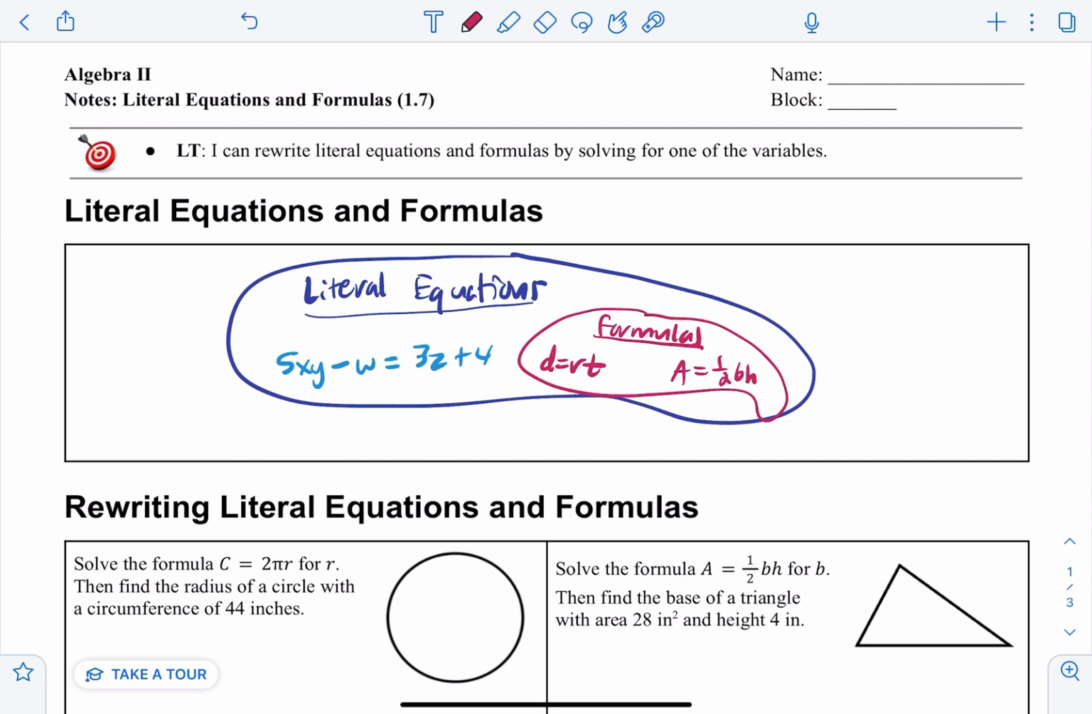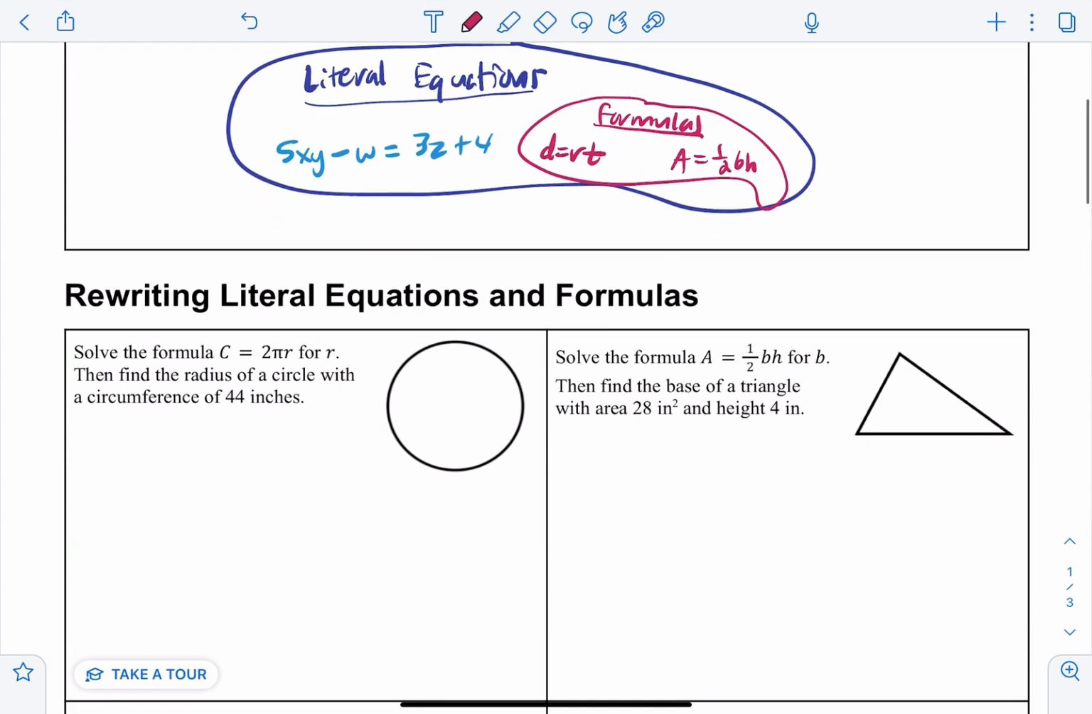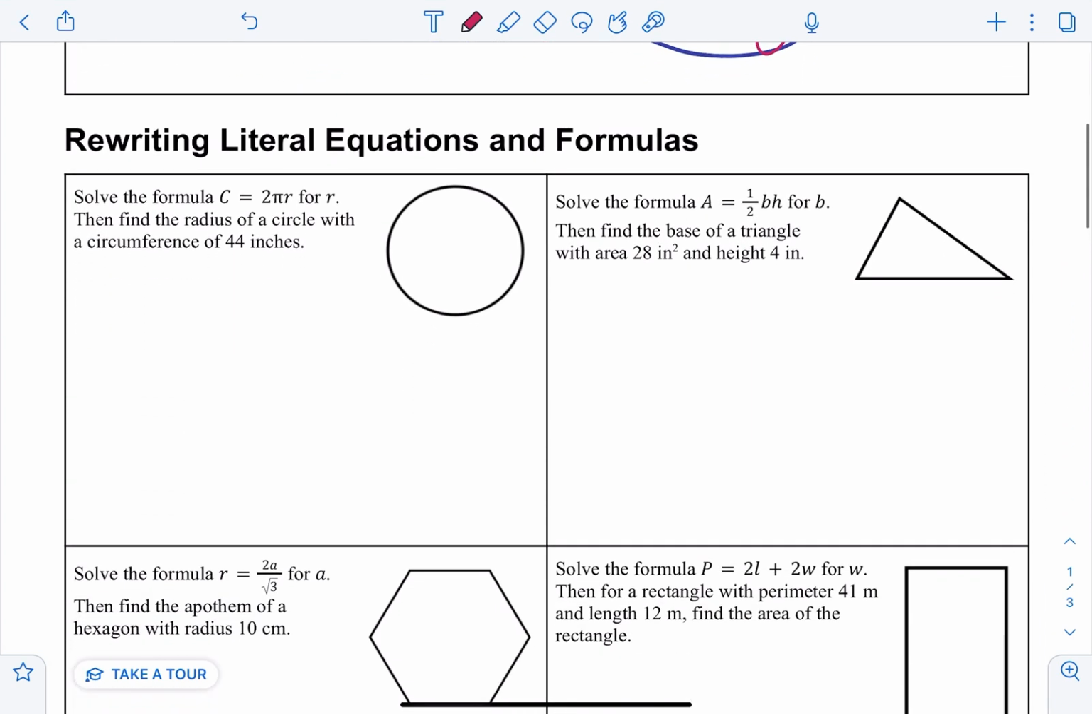of the triangle, etc. So getting into examples here, what we're asked in this very first problem is to solve the formula c equals 2 pi r for r. So this is referring to the circumference of a circle, and if you recall, the circumference of a circle is just the distance all the way around the circle. Basically, circumference is just a fancy term for the perimeter of a circle.